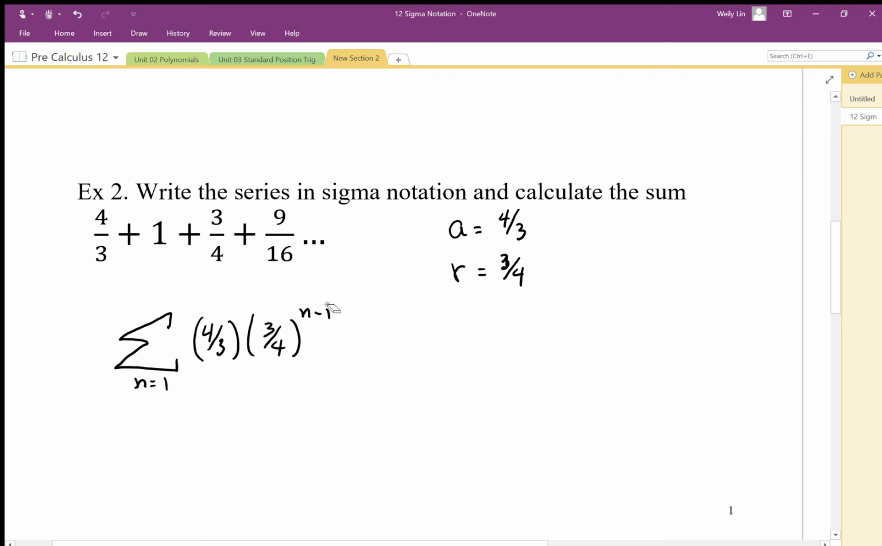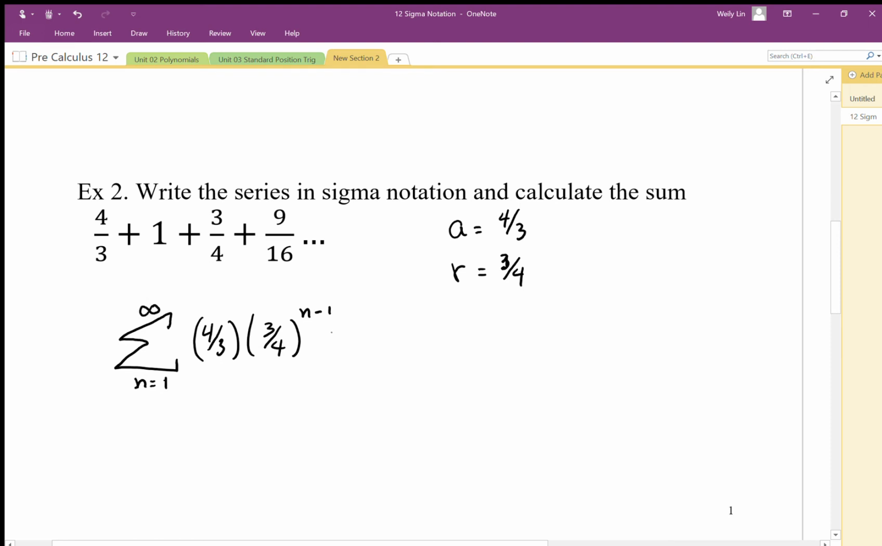Okay, so we could actually take this away and let n equal 0, and we can start it. We can do this and let n equal 0. That would also work. But we're not as familiar with that, so we're just going to keep it the same as what we've seen before and just let n equal 1. And then we're going to let n go to infinity.